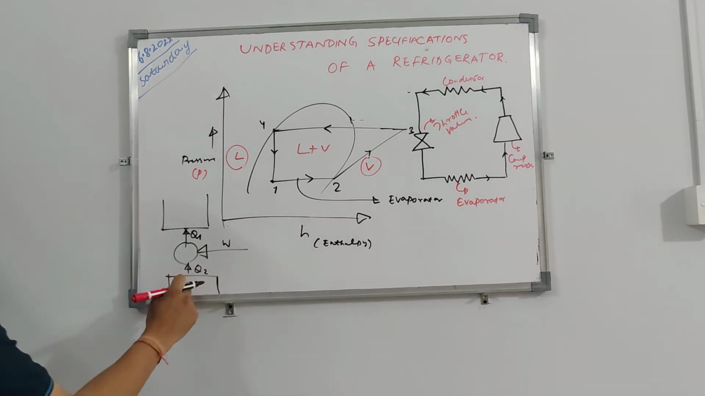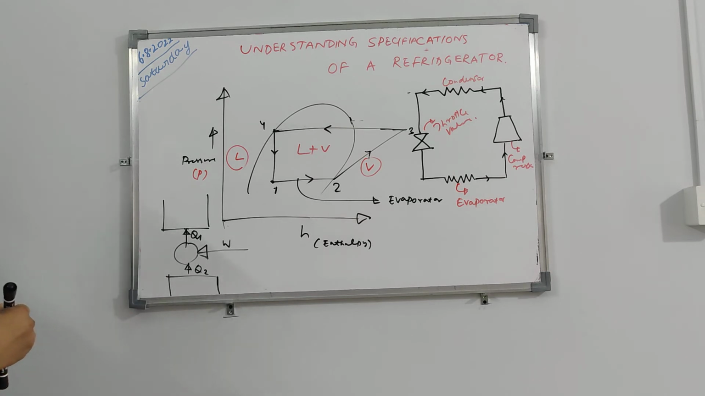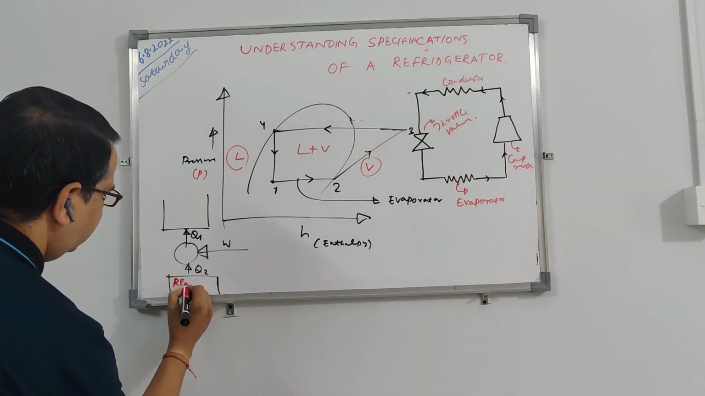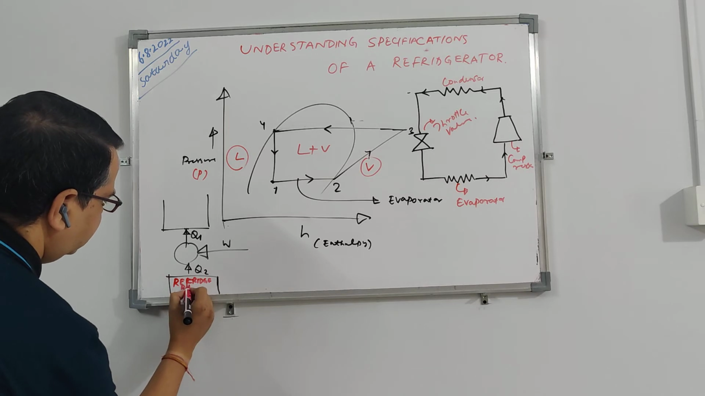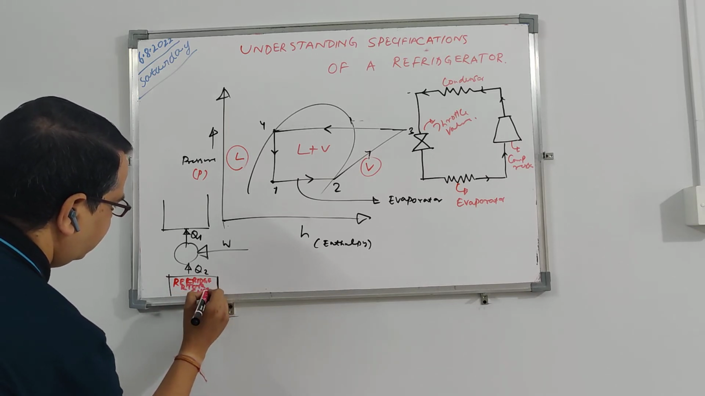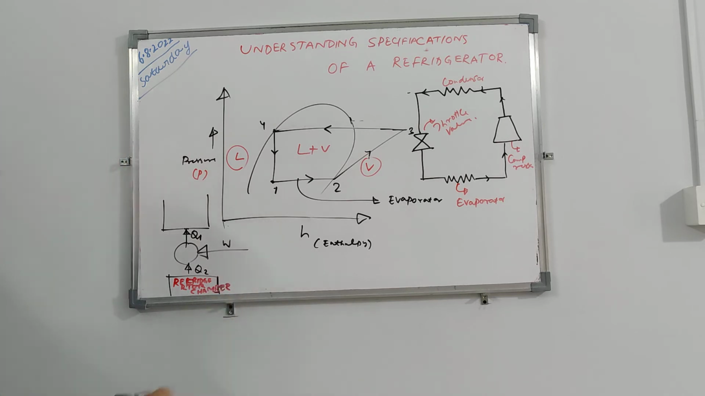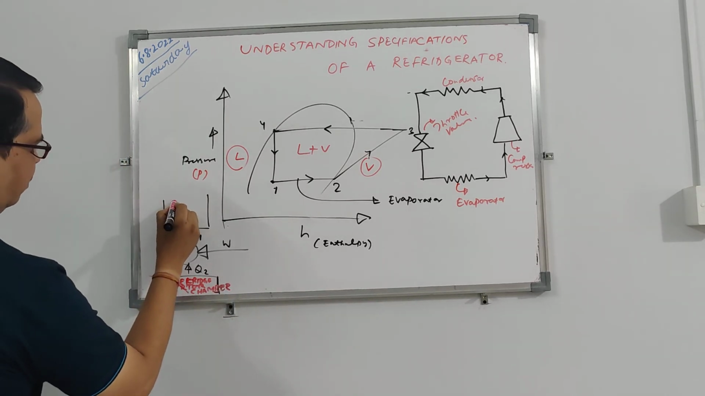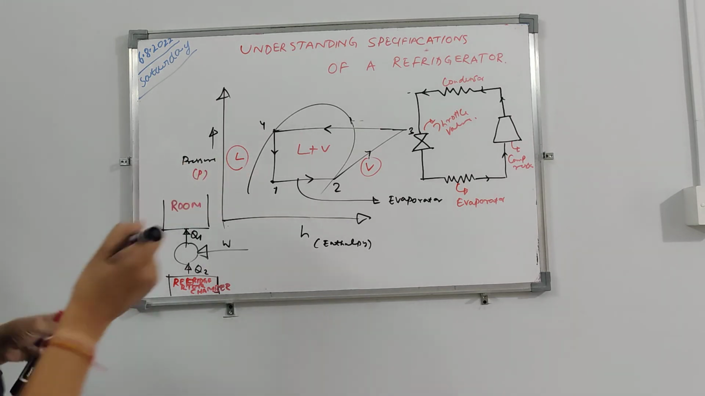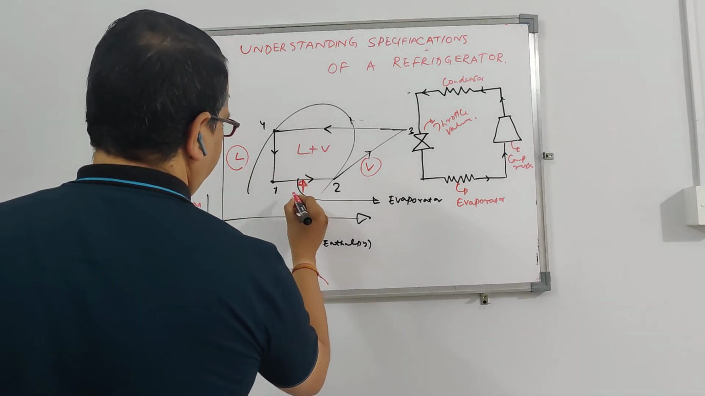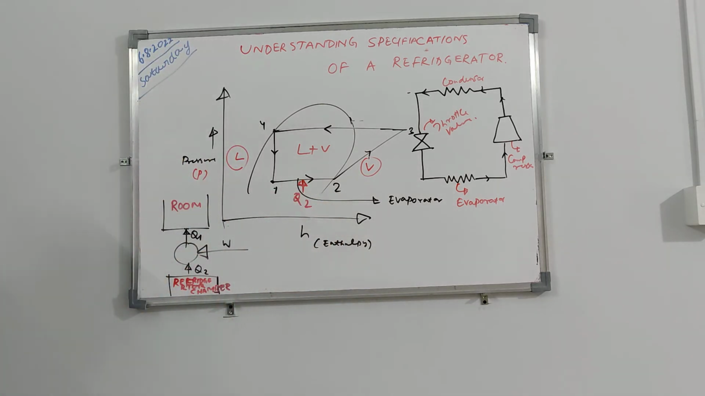So this Q2, where are you taking it from? From the refrigerating chamber. So the source is nothing but your refrigerator chamber. And where is it going? To the room. Here this Q2 is the heat that is absorbed by the refrigerant in the evaporator. By taking Q2, that refrigerant is getting converted to vapor. So this is Q2.